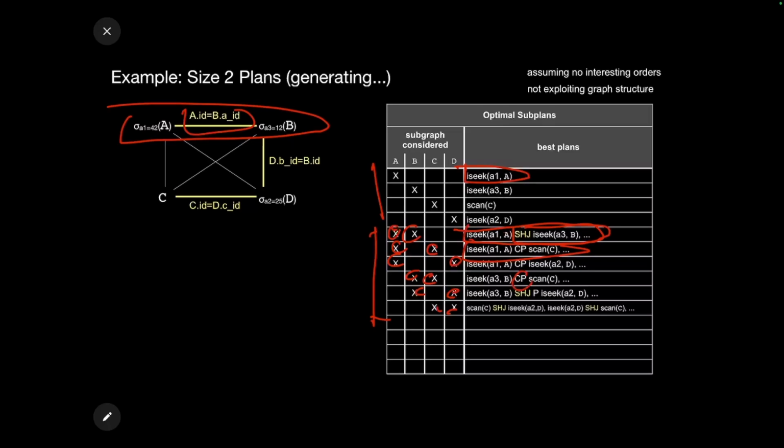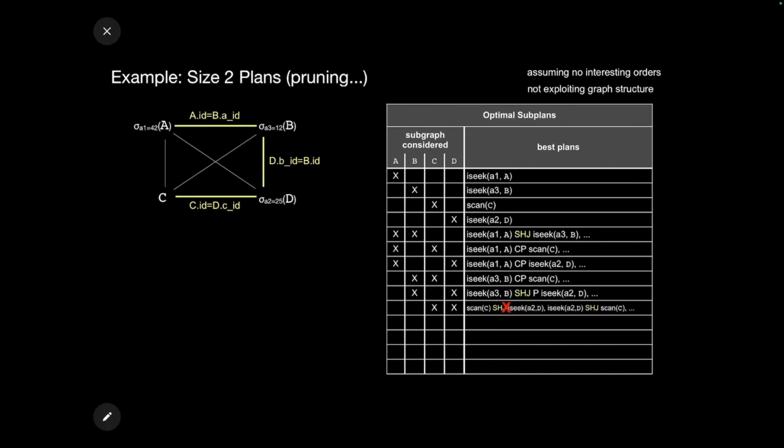Here you see cross product, meaning there's no join condition. There's no join condition between B and C. Yeah, we have this thin edge. So the only way to compute that is a cross product. That's why I write cross product here. Again, I prune. I do that here.